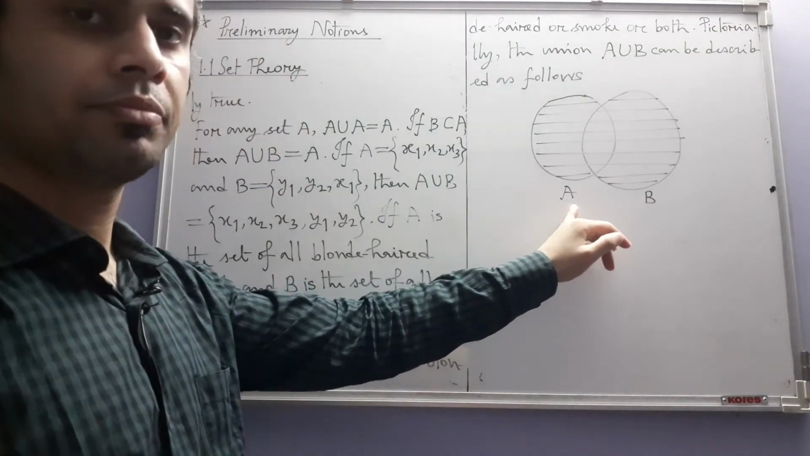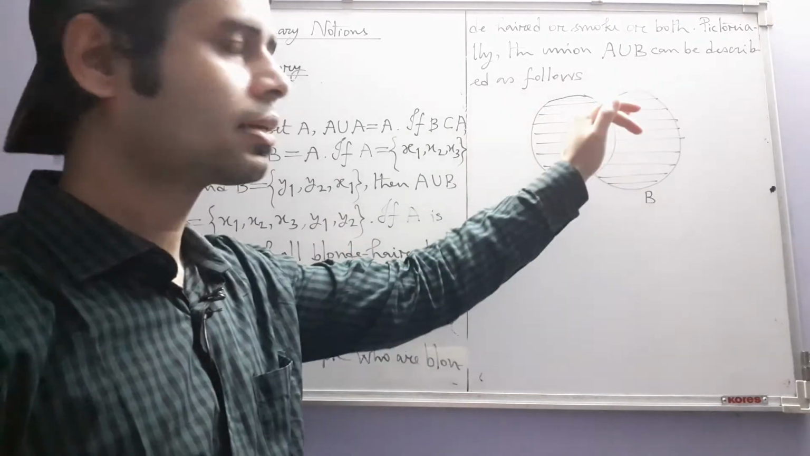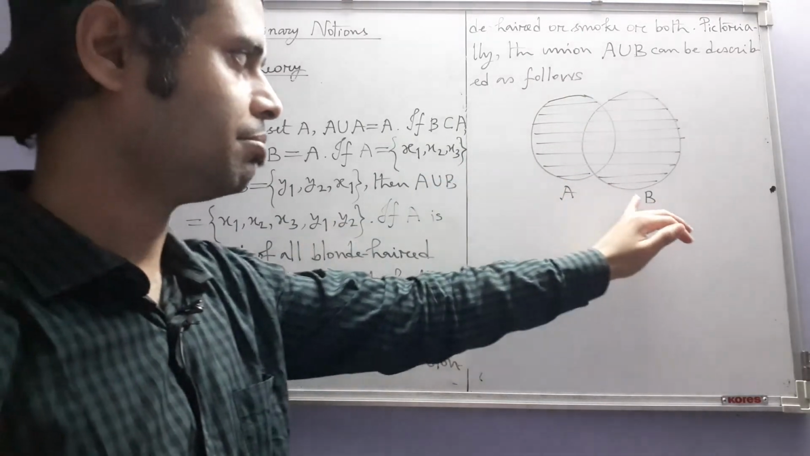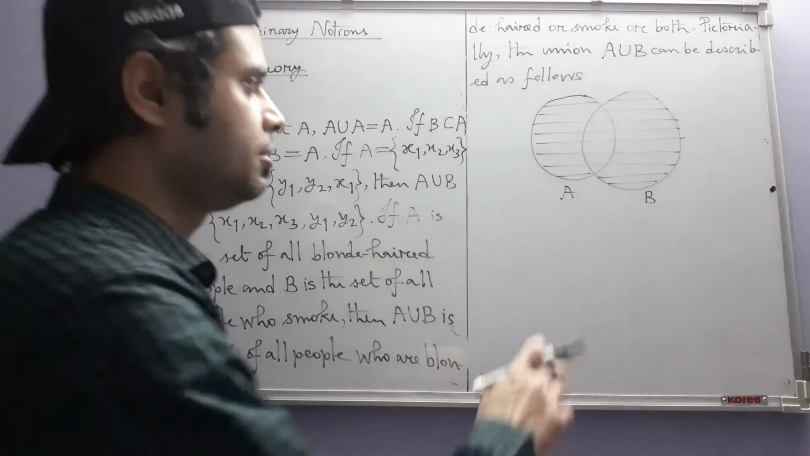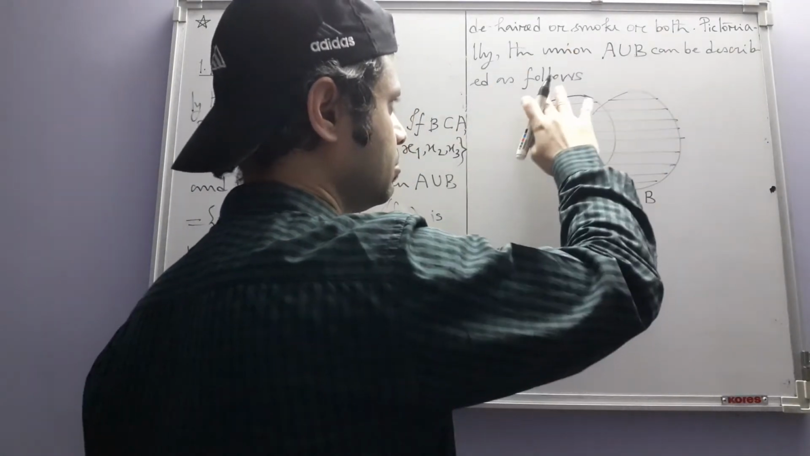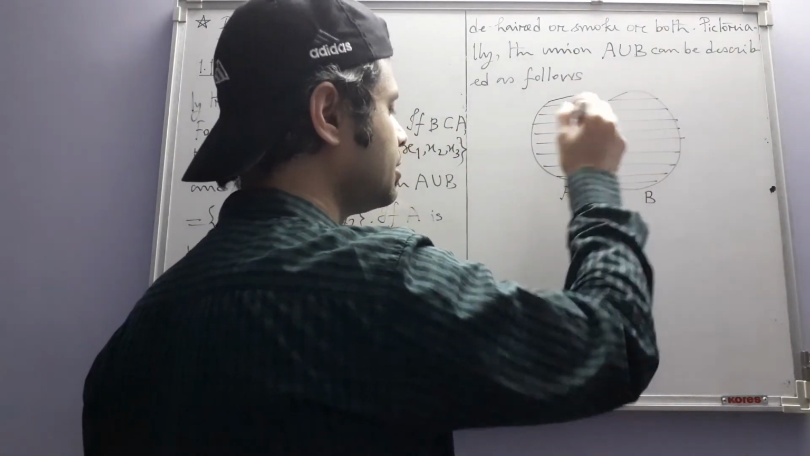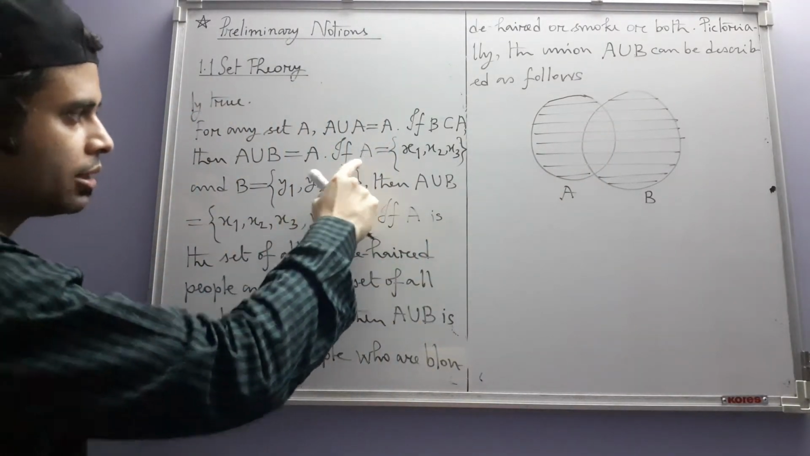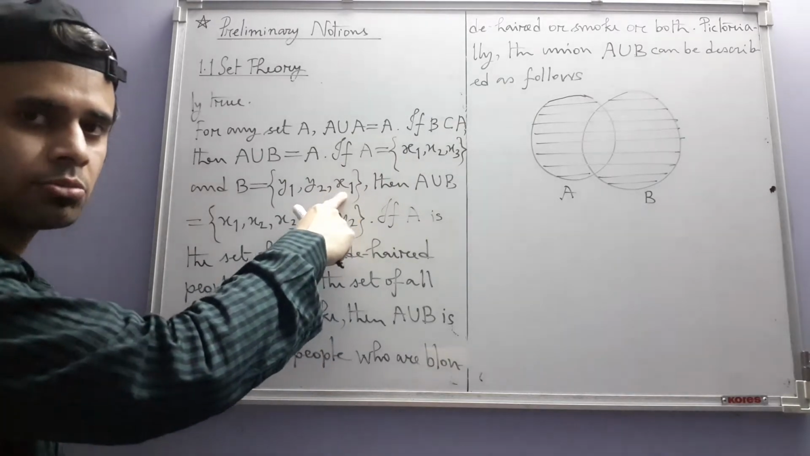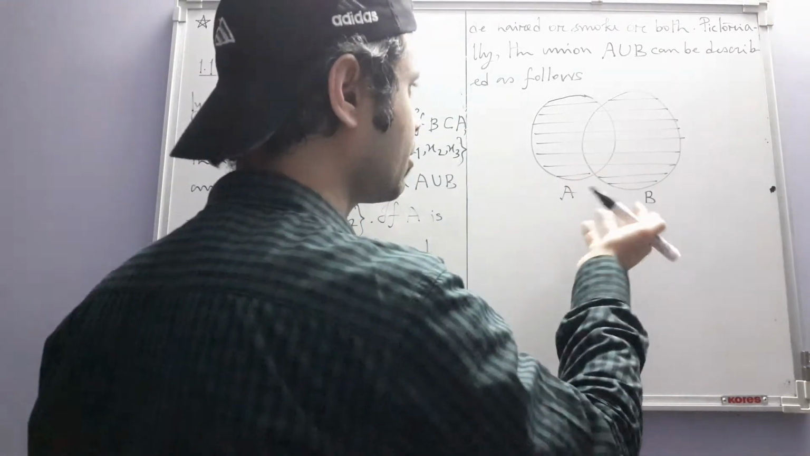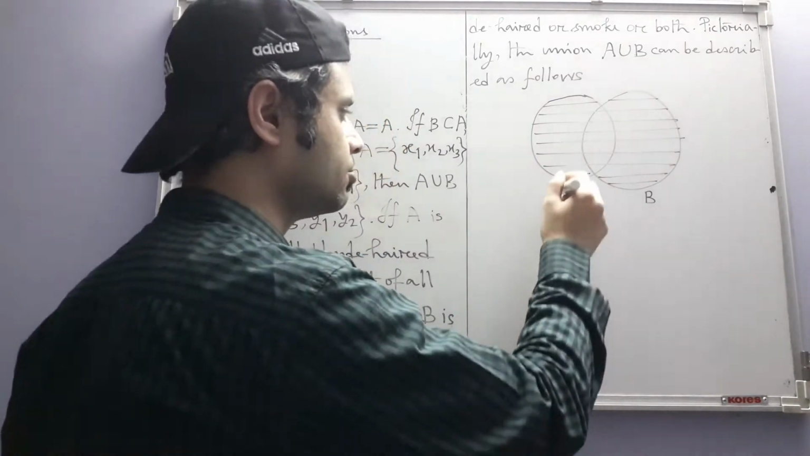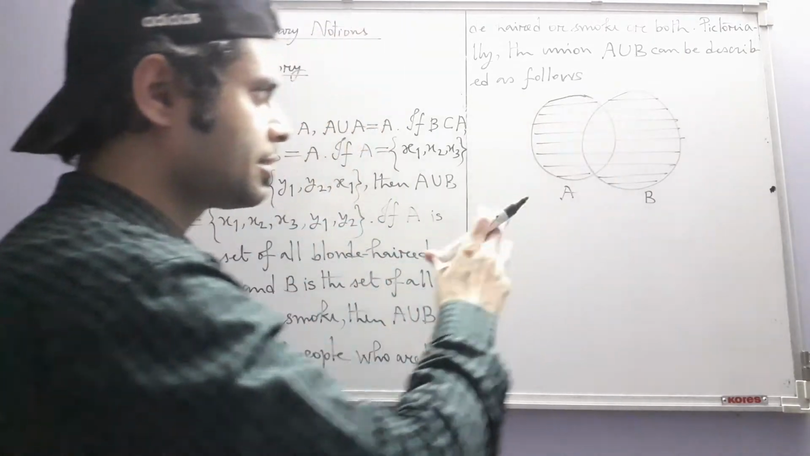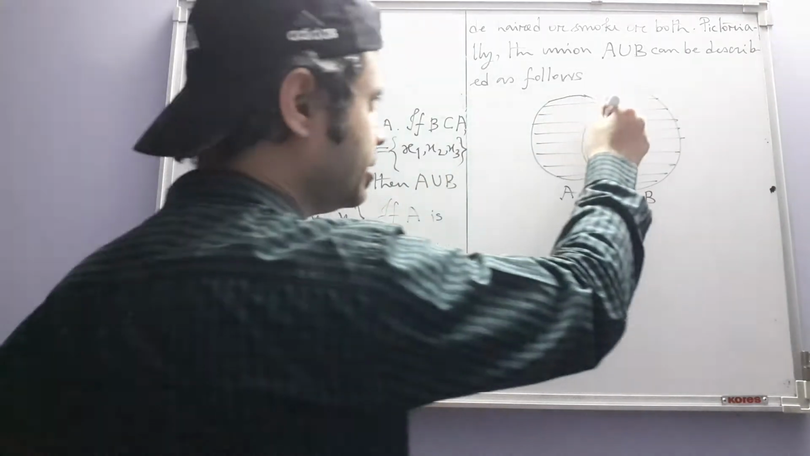Here A is the circle on the left, and in fact the inside of the circular region on the left, B is that on the right. We have drawn this in this manner. It's because there may be some elements like this situation. Here you see both A and B have an element in common, x1. So like that there may or may not be some elements in common to A and B.